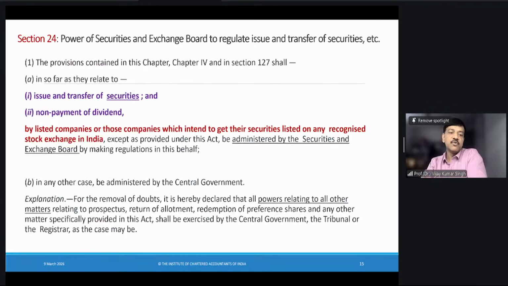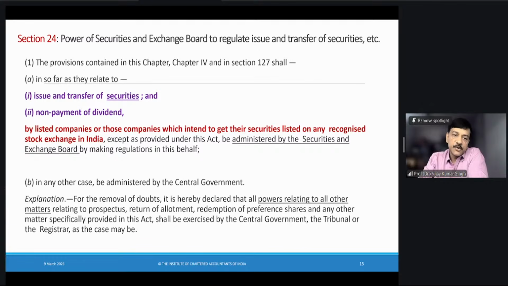Okay. Now we are moving to section 24. Section 24 of the Companies Act talks about the power of the Securities and Exchange Board of India to regulate the issue and transfer of securities. So in section 23, you saw that for listed companies, SEBI has got the power. Now this power is coming from section 24 as well. So you see what it is saying?